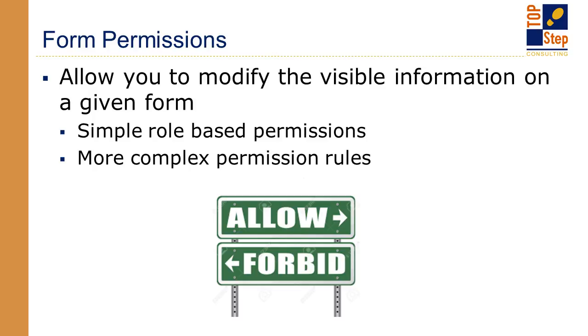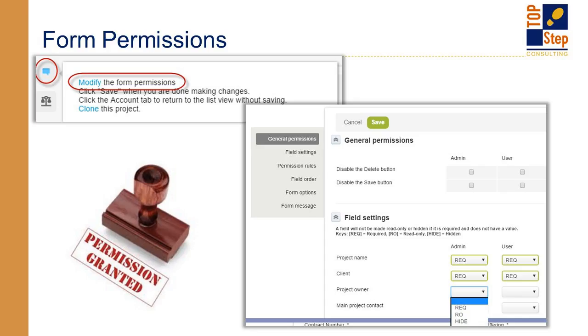You can do things as simple as role-based permissions. You can get into more complex permission roles as well. The form permissions are accessed via the dialog box on the left-hand side, and I'll show you in a moment, and are available on various forms throughout OpenAir. So again, this dialog box up here on the left-hand side, if that particular form will allow for a modification to it or any sort of updates to it. Most of them do. You'll see the option here to modify form permissions.